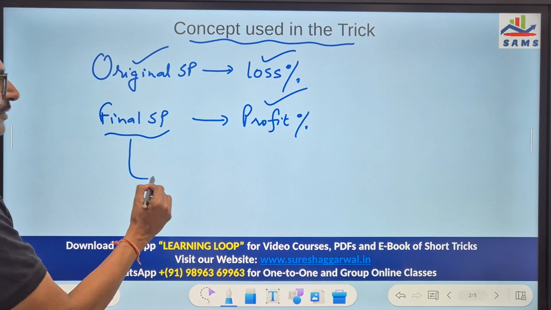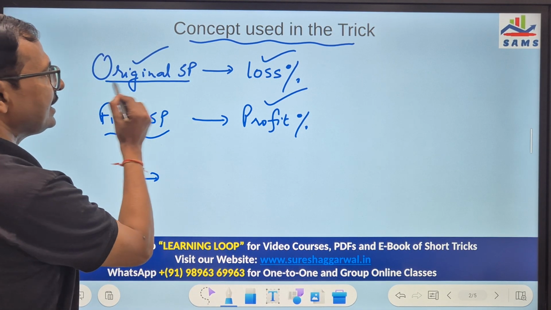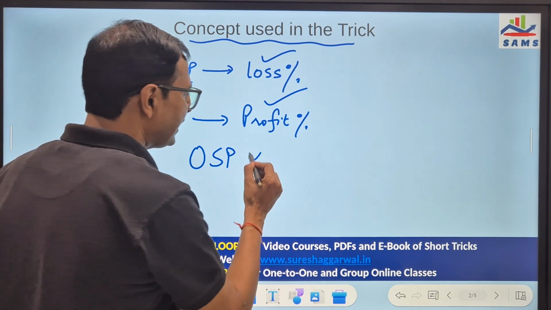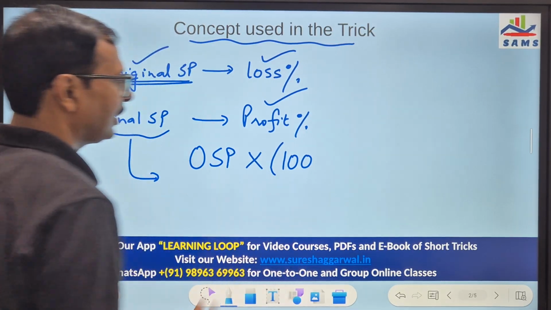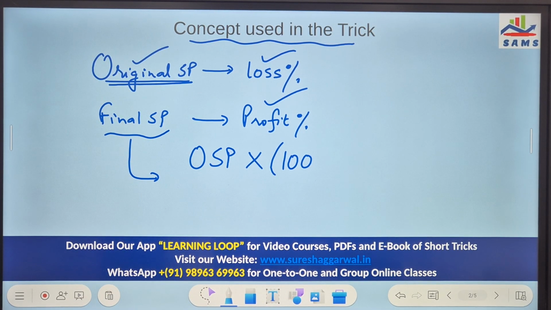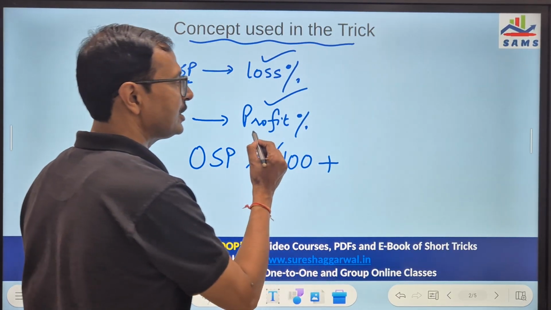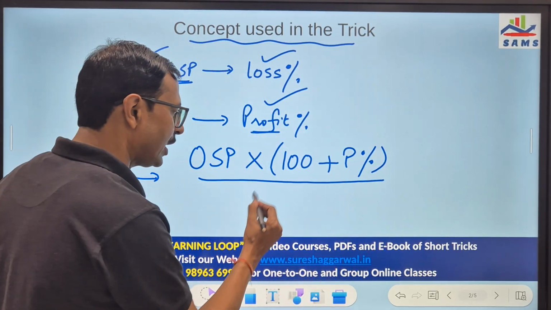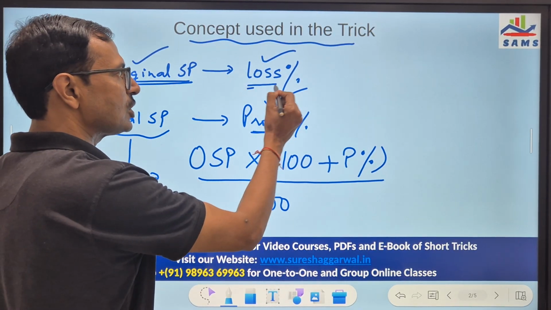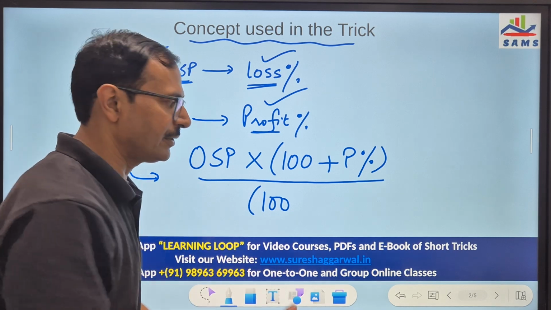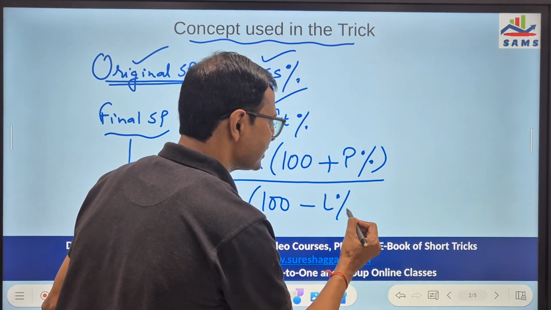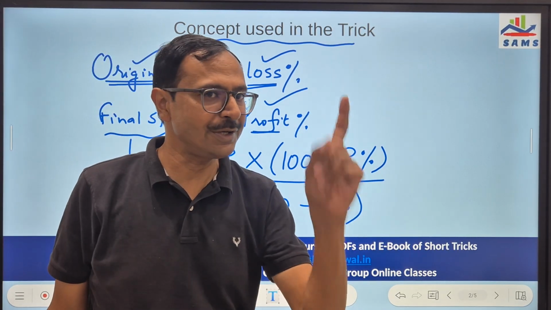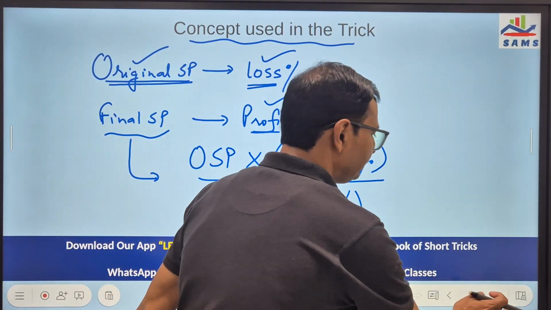The final SP you can find out by taking the original SP, I'll write OSP, original selling price, multiply that by 100. Now this 100 is a mandatory term, plus whatever profit percent you require here, profit percent, and in the denominator just do the 100 again, and I have to consider this loss percent. Loss is always subtracted from 100, so this is minus loss percent, and you will see what happens when we do this. You will get the answer to the question directly. Let me show you how.